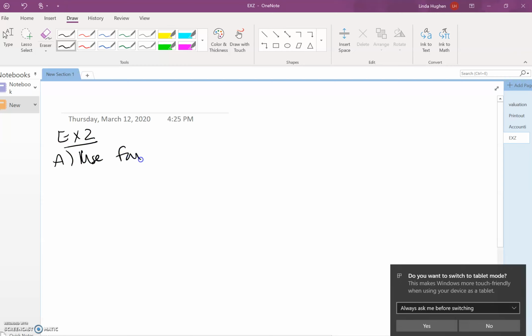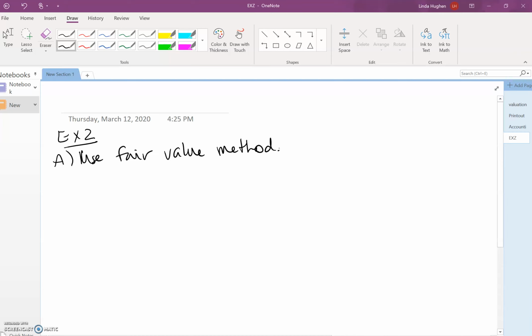A is use the fair value method. Remember, so far we've learned two different types of accounting for equity investments. One is the equity method, and the other is the fair value method. The fair value method says we don't have much of the stock. The acquired company's results are not that highly affected by them, so we value our equity investment at the fair value of the shares.